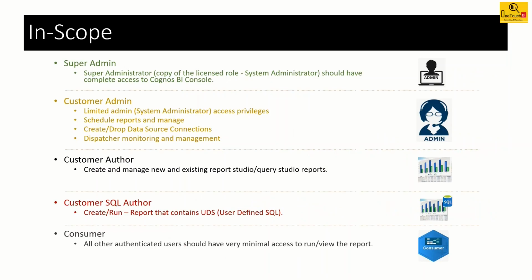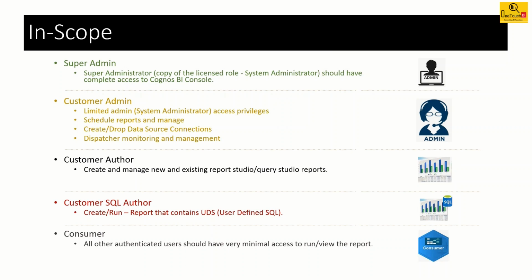Here is the scope I am defining for today's tutorial. I am going to create 5 new users: super admin, customer admin, customer author, customer SQL author, and consumer. Super admin will have complete IBM Cognos BI server access. In other terms, we can call him a system administrator.